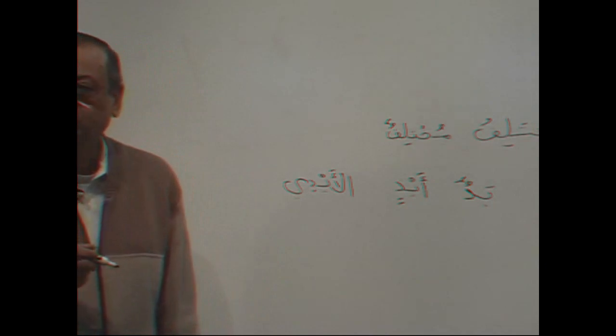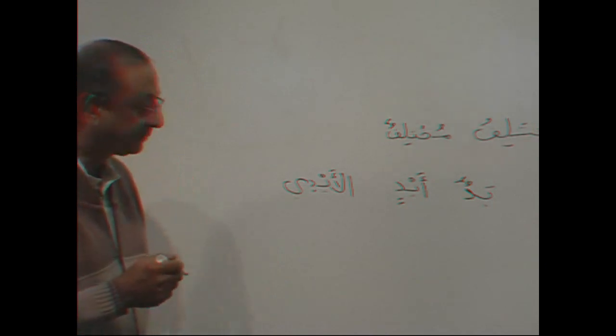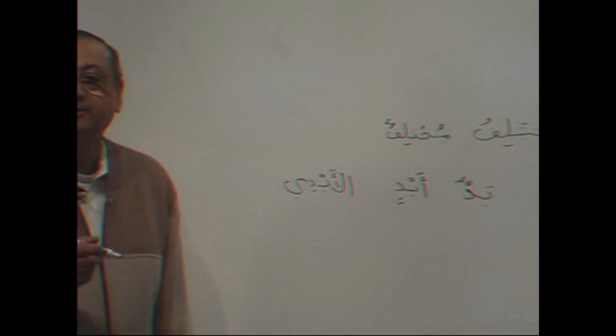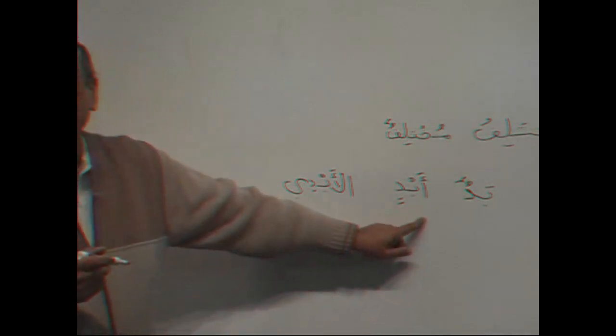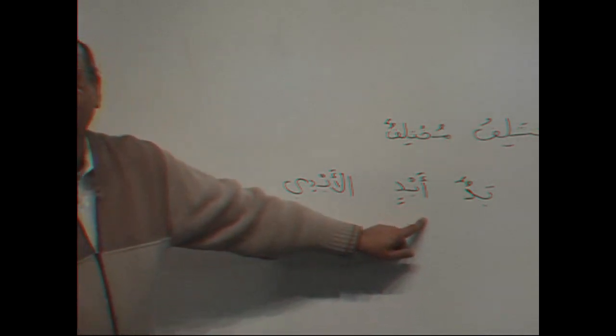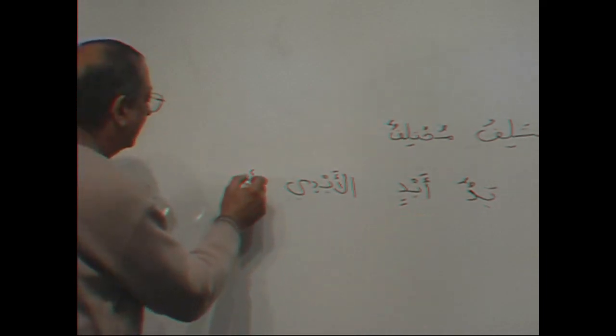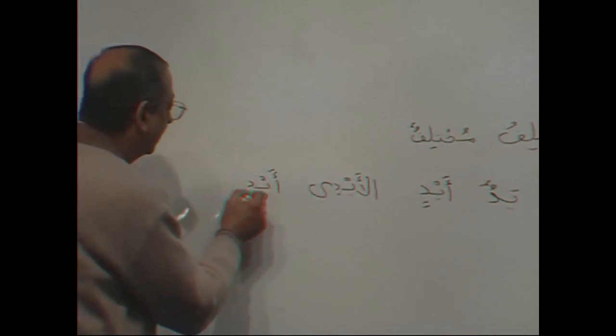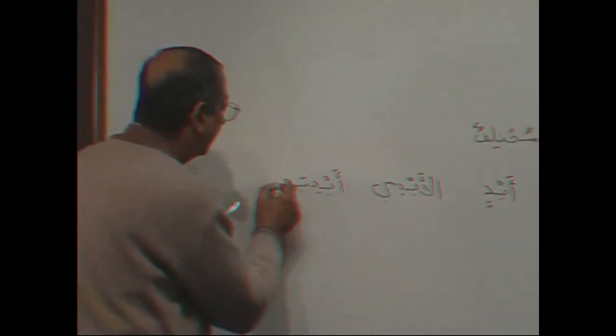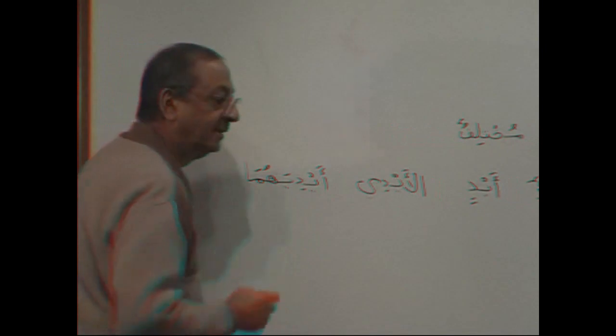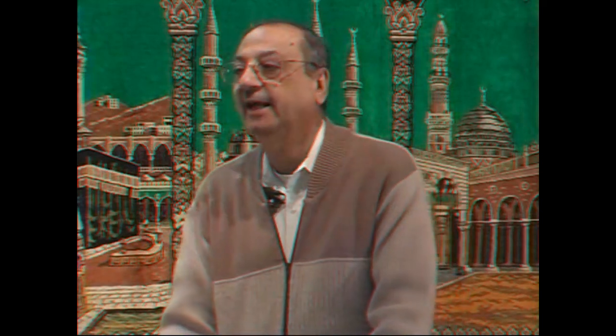Now, brothers and sisters, when you make this noun mansoob, the ya will come out. Are you with me? So it is aydiya huma, their hands, both of them. I want you to understand: yadun, the plural is aydin, and if you put alif lam, it will become al-aidi.